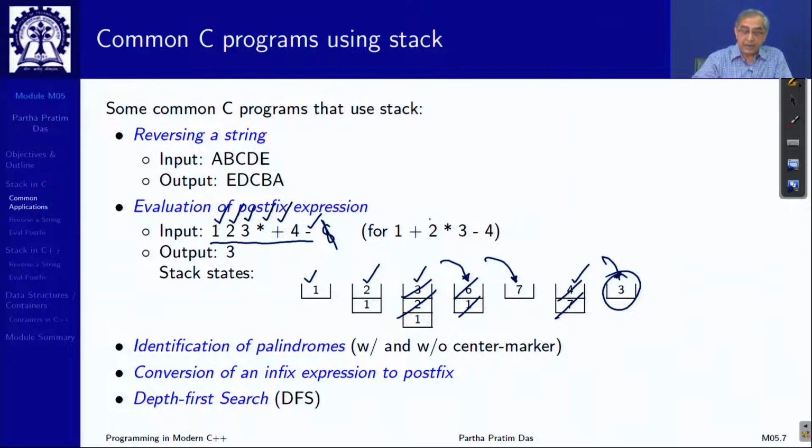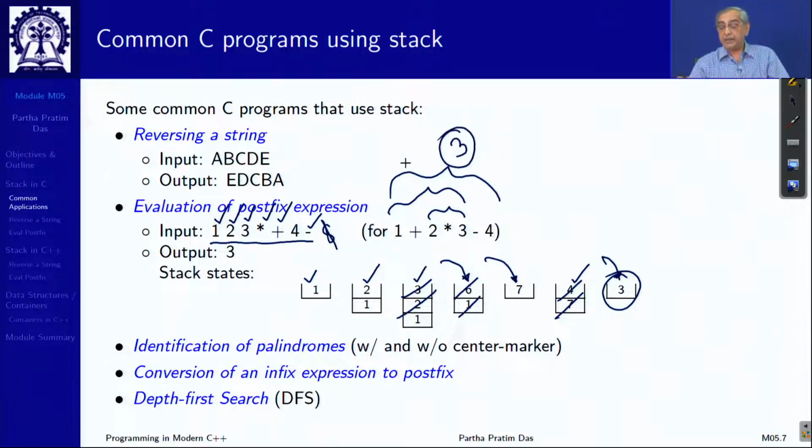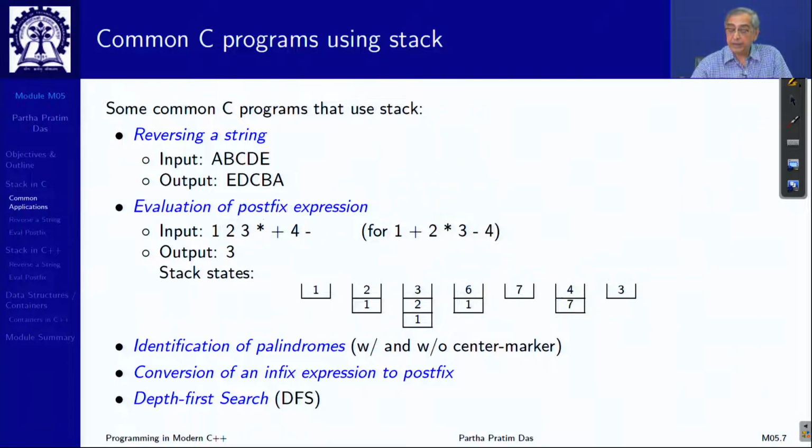You can check it out. If you look into this expression, this is the highest precedence, for 2 times 3 is 6. Then these have equal precedence, but left associativity, so 6 plus 1 is 7 and 7 minus 4 is 3. So, we have got the correct result. So, stack has a wide application in terms of this kind of expression evaluation, and as I said, it can be used to convert an infix to a postfix also.